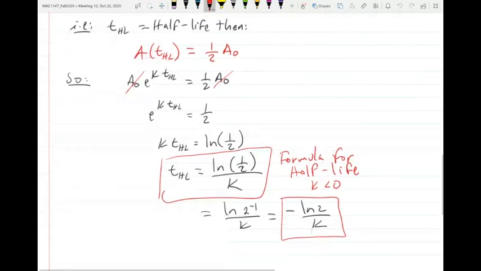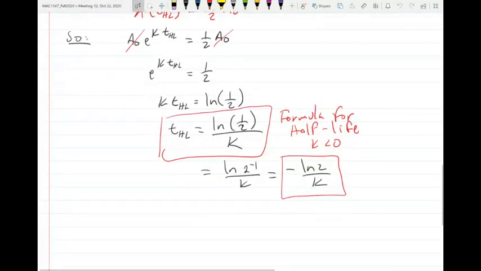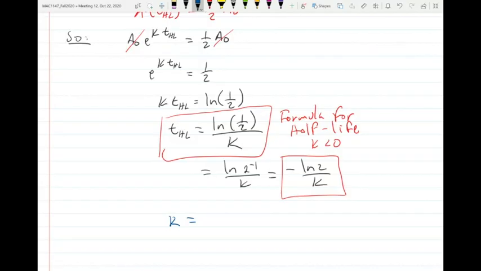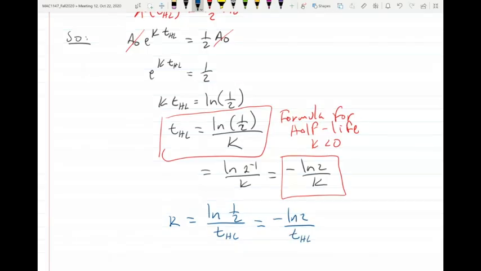Okay, so this is a formula for half-life, and similarly, if you know the half-life of an object or a radioactive quantity, then you also know the constant, the rate at which it decays, as given by ln of 1/2 over the half-life, which you can also write as minus ln of 2 over the half-life.